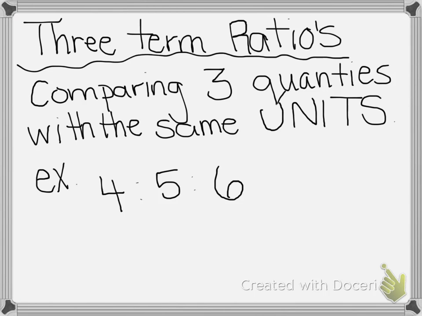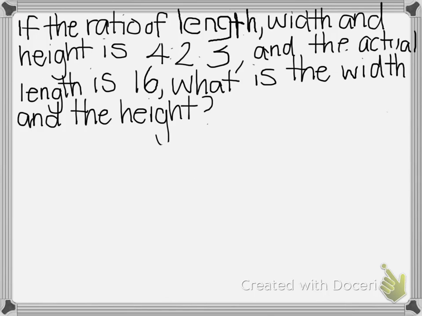And the last type of ratio is a 3-term ratio, which compares 3 quantities with the same units. So if we see in this ratio, we have 3 different numbers being compared to one another. An example of this would be if the ratio of length, width, and height is 4 to 2 to 3, and the actual length is 16, what is the width and the height?